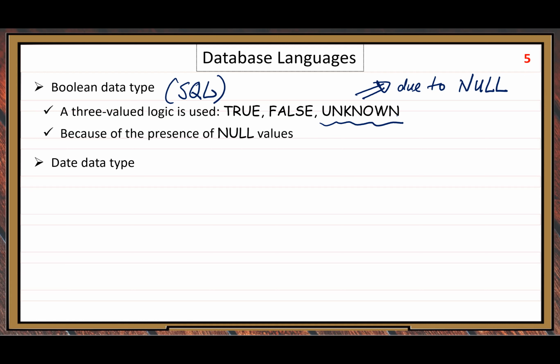Date data type. Another commonly used data type, date. We need to represent date in SQL. The format, the standard SQL format: a 4-digit year part, dash, 2-digit month part, dash, 2-digit day part. That's the standard SQL format.